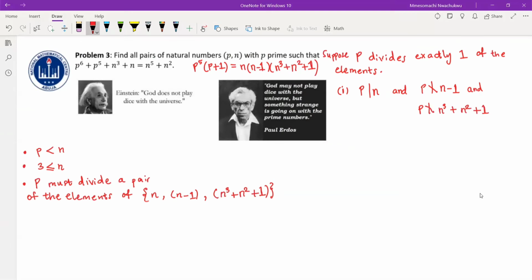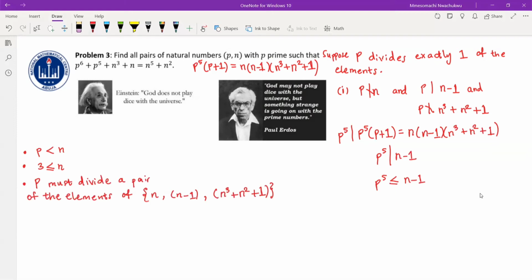So the other ones will be similar. So suppose p divides n minus 1 and p does not divide n. Okay. So this is just going to be very similar. So we have p to the power of 5 divides p to the power of 5 into p plus 1, which is equal to n into n minus 1 into n cubed plus n squared plus 1. So since we're assuming that p does not divide n and p does not divide n cubed plus n squared plus 1, it implies that we can throw away those ones. So we have p to the power of 5 divides n minus 1. And once again, we have p to the power of 5 less than or equal to n minus 1.